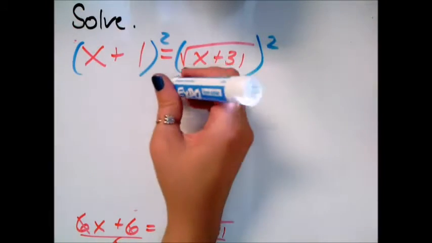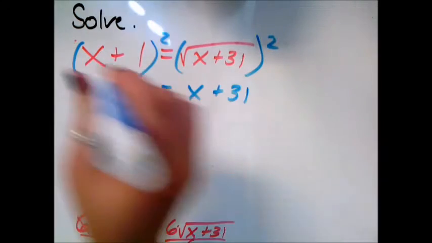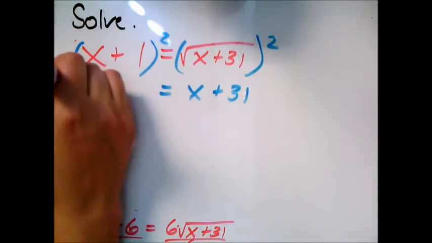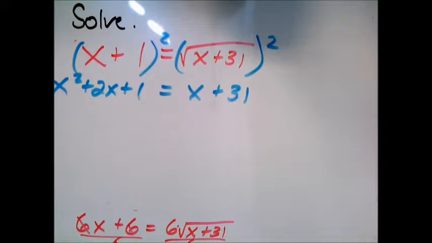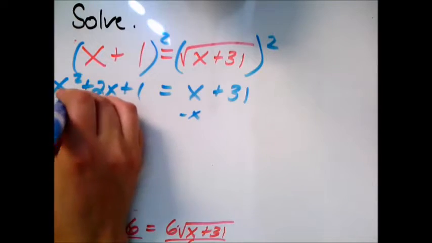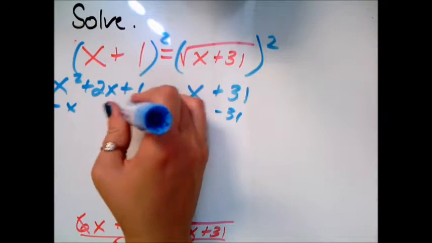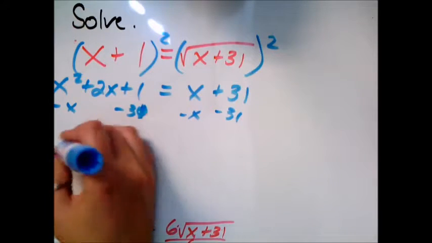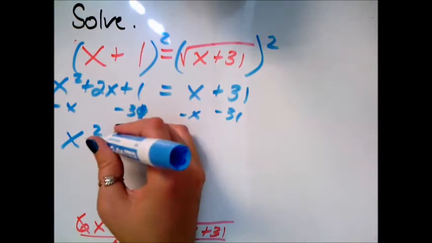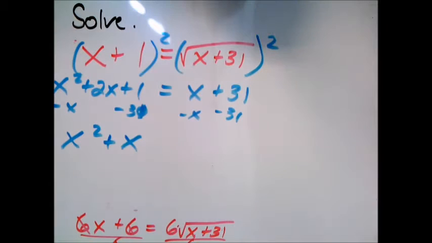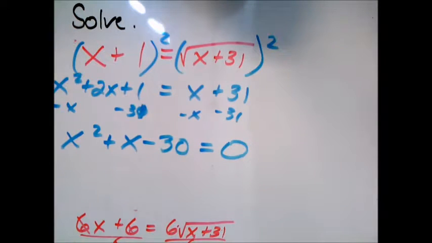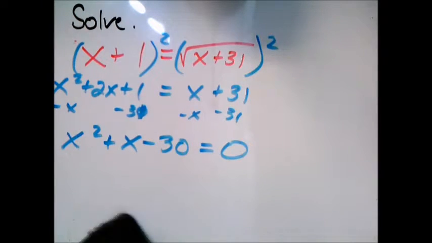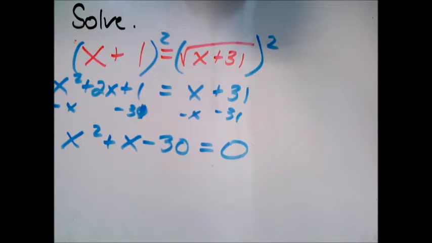So here the square and the square root cancel, so I'm just left with x plus 31. But here I have to FOIL x plus 1 times itself, which is first, outside, inside is 1x, add together. And so now I notice I have something quadratic, and so I have to get it equal to 0. So I'll subtract x from both sides and subtract 31. So x squared plus 2x minus x would be plus x. And then 1 minus 31 is negative 30. And so now that it's set equal to 0, if I can factor it, that should give me a solution or possible solutions to this.